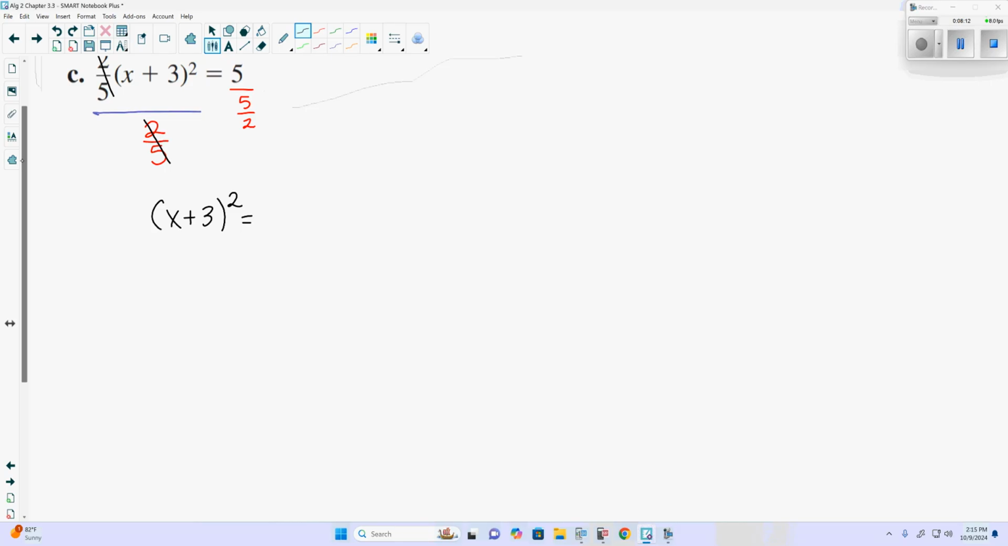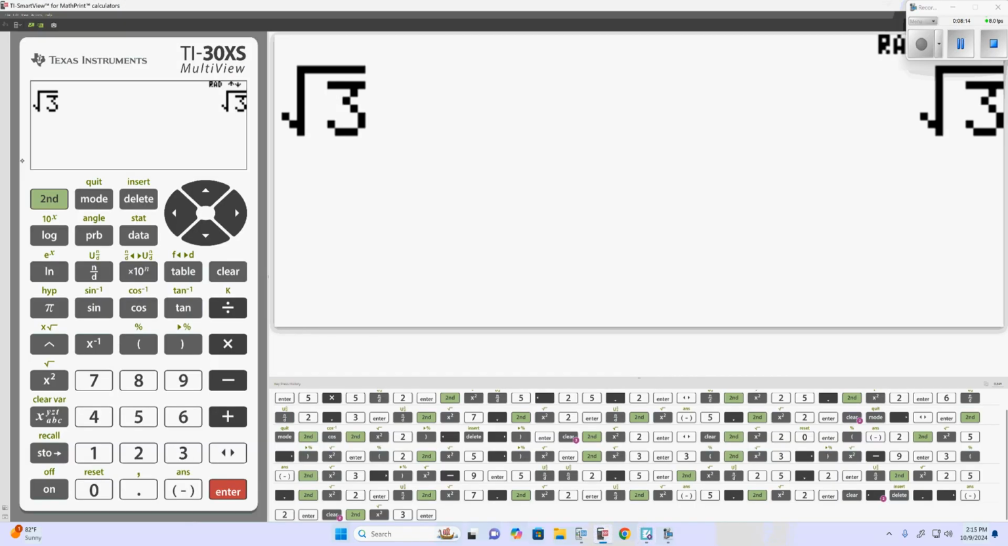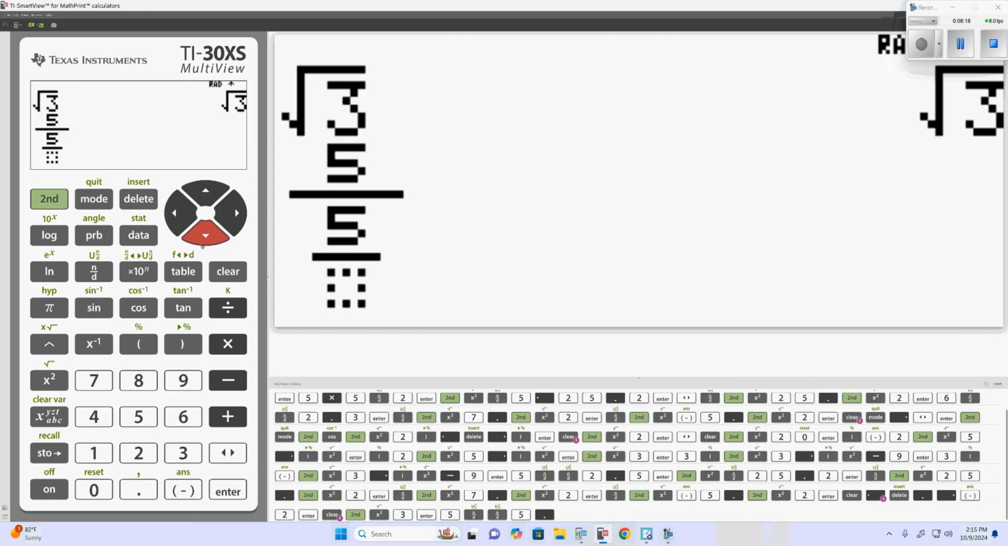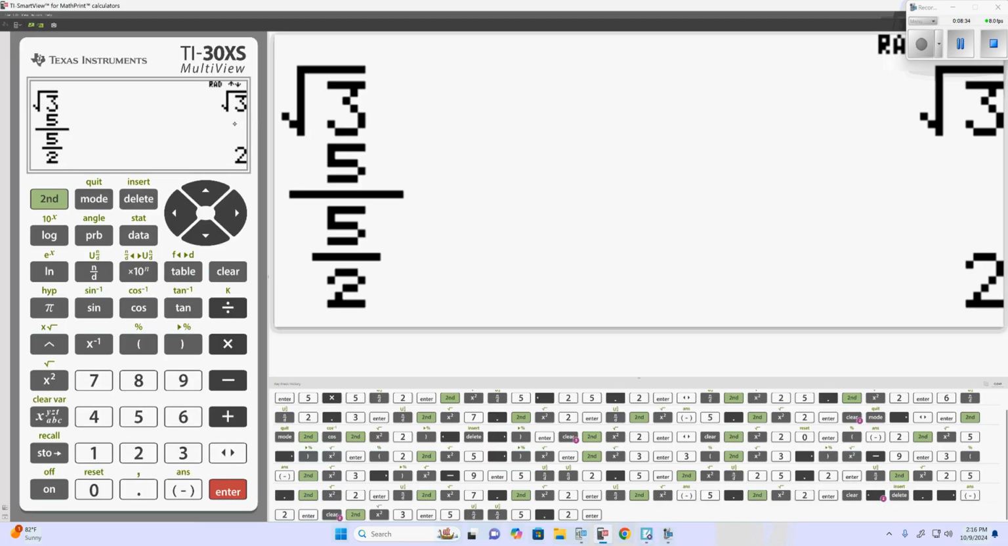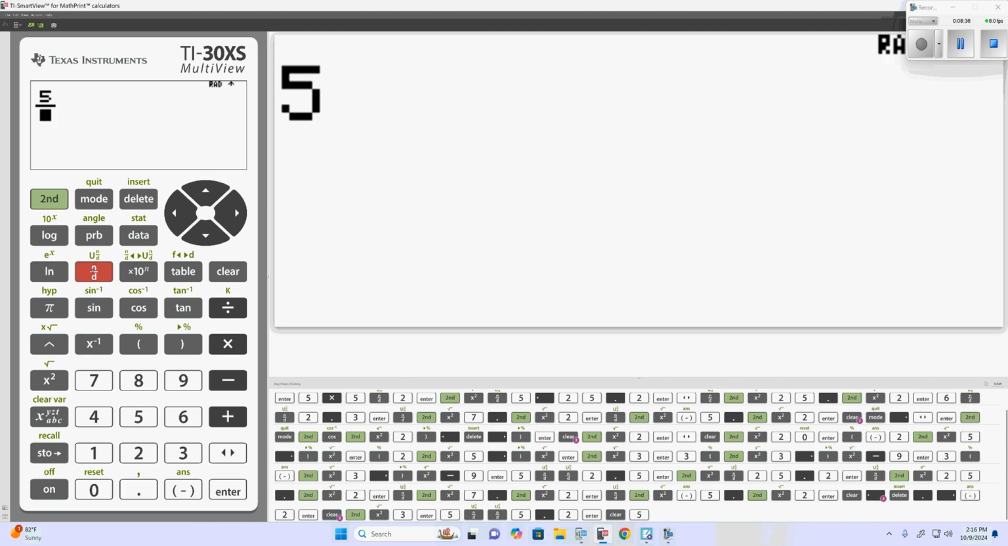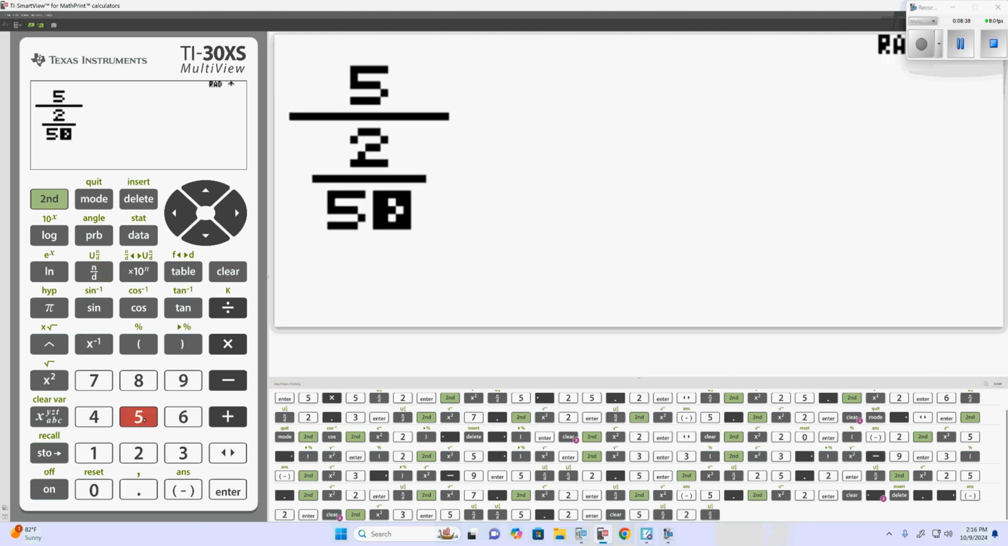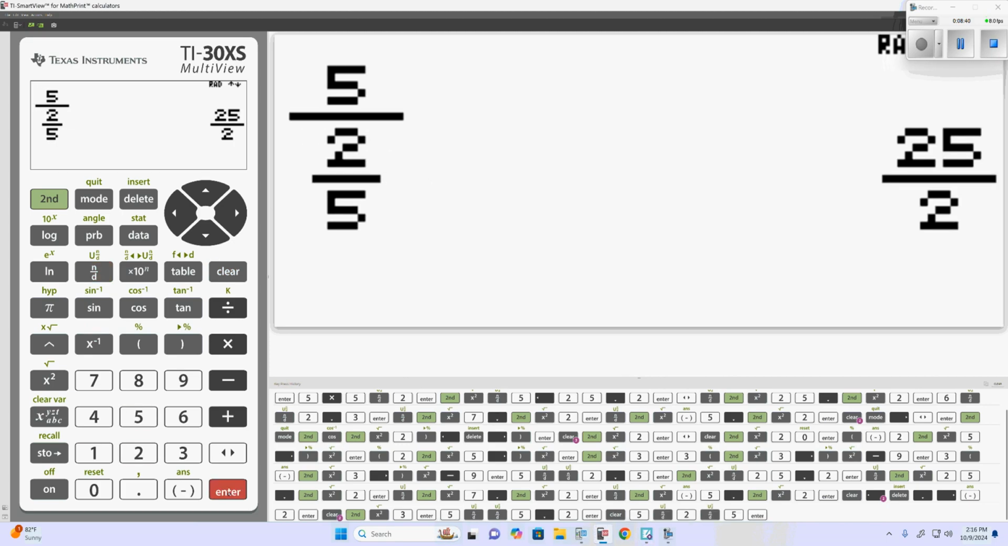So we have 5 divided by 5/2. 5 divided by 5/2 is, did I type that in wrong? Yeah. Because you already had it up there. 2/5. 5 divided by 2/5 is.